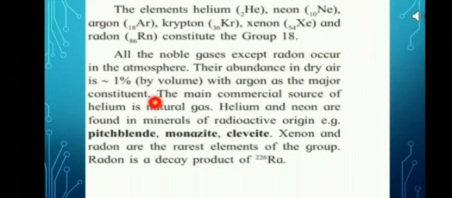The main commercial source of helium is natural gas. Helium and neon are found in minerals of radioactive origin like pitchblende, monazite, and cleveite. Xenon and radon are the rarest elements of the group. Radon is a decay product of radium.